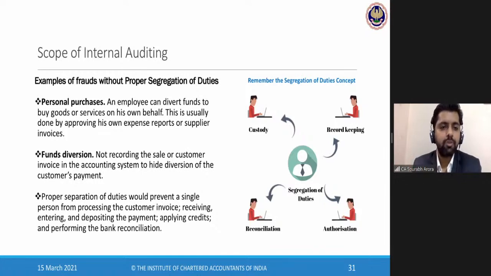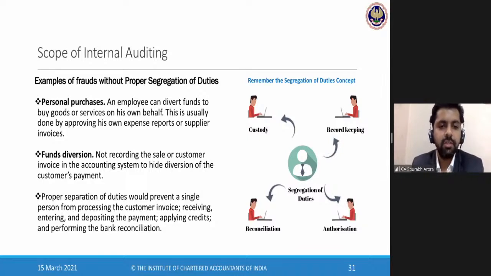Then the examples of frauds are personal purchases. An employee can divert funds to buy goods or services on his own behalf. This is usually done by approving his own expense reports or supplier invoices. So if I am made responsible to approve my own expenses, I'll buy a jet just right now. I'll just leave this lecture.